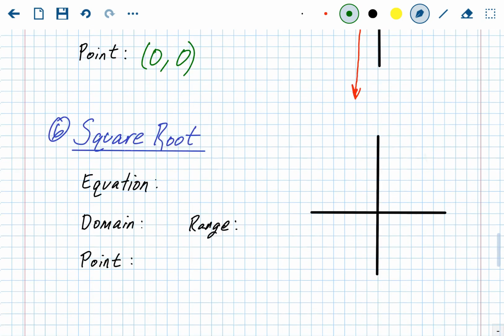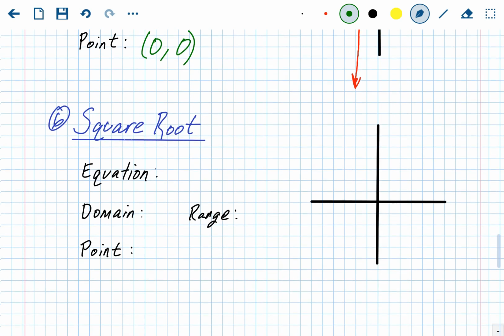Next up is the square root parent function. We did square roots when we did radicals and exponentials. A square root function is just f of x equals the square root of x.